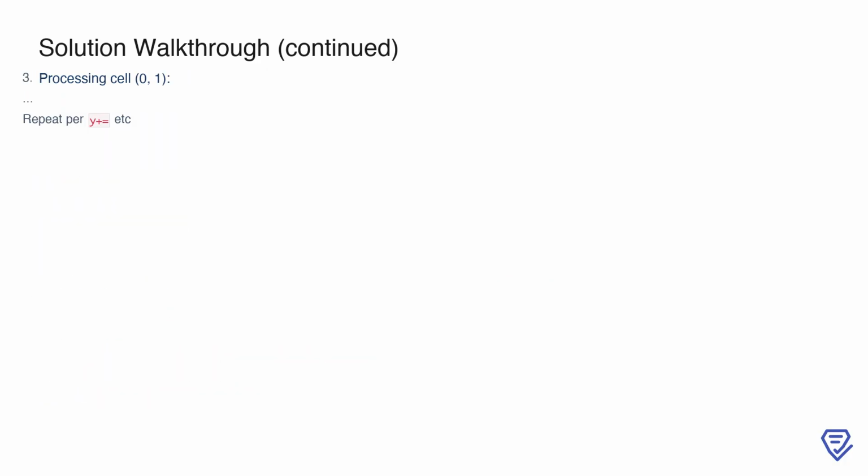Next, we process cell 0, 1. Similar to the previous cell, we start by initializing total to 0 and count to 0. Checking its neighbors across all directions, the valid ones are 0, 0, 0, 1, 0, 2, 1, 0, 1, 1, and 1, 2. Summing their values gives us 1 plus 1 plus 1 plus 1 plus 0 plus 1 equals 5, and the count is 6, as there are 6 valid neighbors. The smooth value for this cell is calculated as 5//6, which equals 0. This result is then stored in result 0, 1.